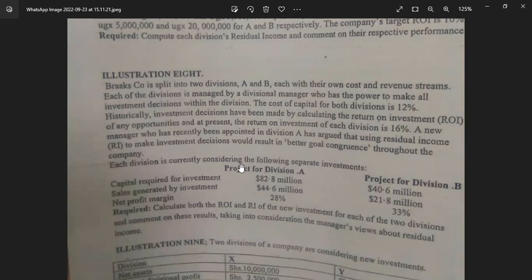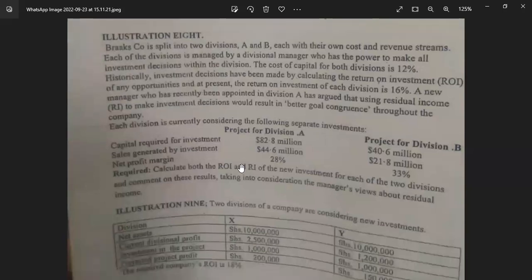I hope you have read the theory on the difference between return on investment and residual income, their benefits and limitations. Each division is currently considering the following separate investments. For division A, the capital required is 82.8 million, and sales generated from the investment are 44.6 million. You have a net profit margin of 28%.